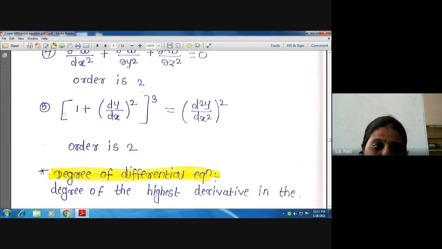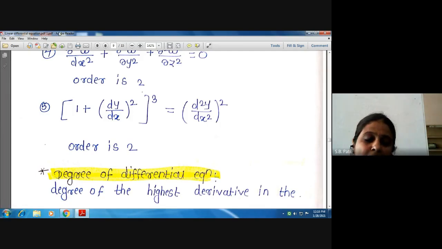Then the fifth example is (1 + (dy/dx)^2)^3 = (d²y/dx²)^2. In this equation the highest order derivative is d²y/dx². The highest order derivative is nothing but the order of this differential equation. So the order of this equation is 2.